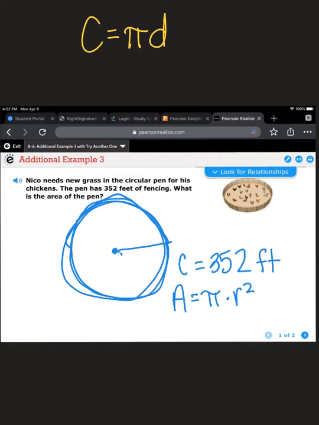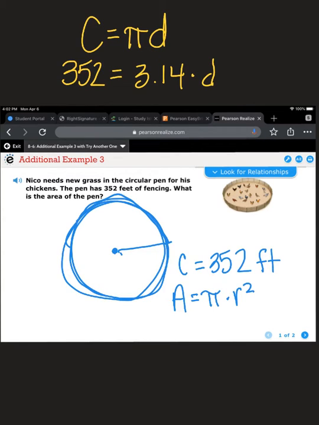So what do I know? I know the circumference, and I want to know the area. So I know the circumference is 352 feet. So I'm going to fill that in here, 352 feet, under my circumference formula. I know that pi is approximately 3.14. I do not know the diameter, so I'm going to leave that there.